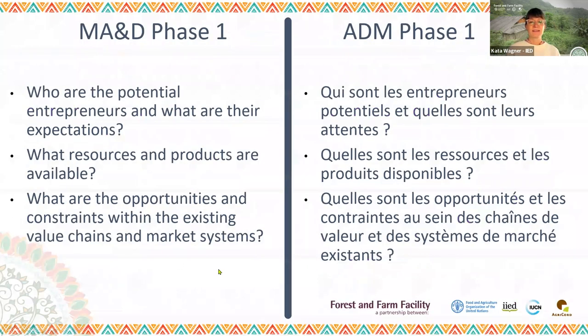So then we talked about the objectives of phase one, and we said that this is the moment where the potential entrepreneurs identify themselves, reflect and express what their expectations are, especially financial expectations. They will also develop a first understanding of the available resources and products, and they will start to gather information around the opportunities and constraints within the existing value chains and market systems.